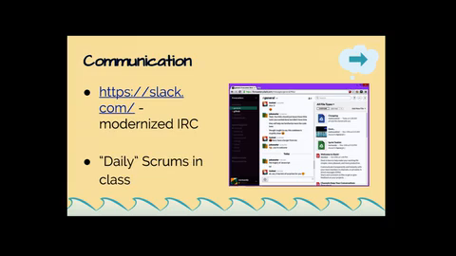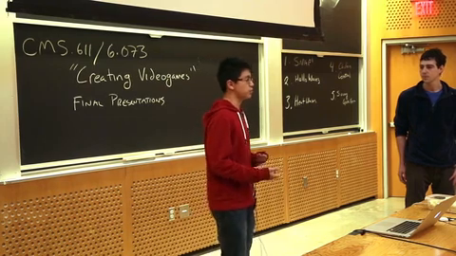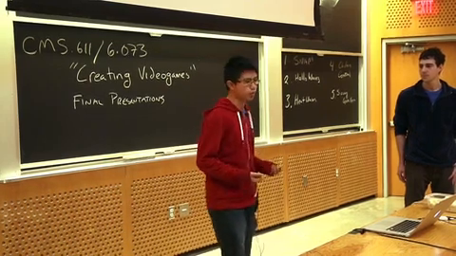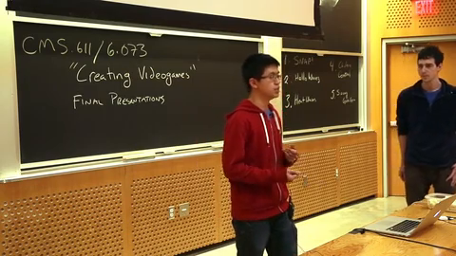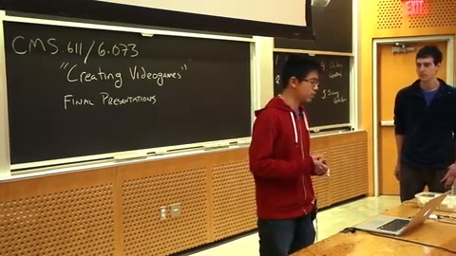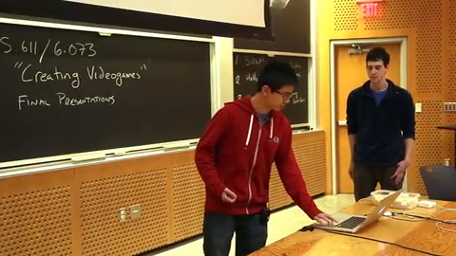In terms of communication, similar to Snap, we also use Slack, which is kind of like a modernized chat room. It's very feature-rich, and so you can share files, channels, and things like that. And we also used the idea of the daily scrum. We implemented it in class, and we would say what we had done that class, what we would be doing, and what we wanted to do until next class.